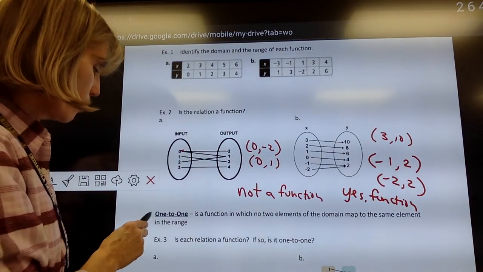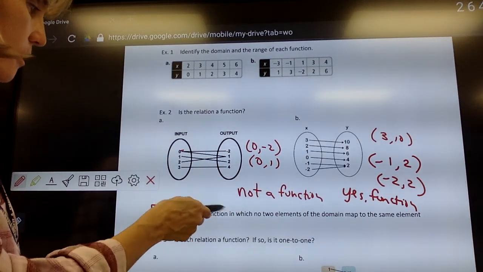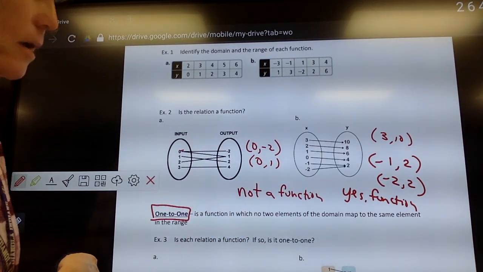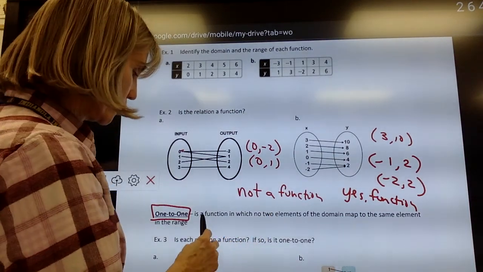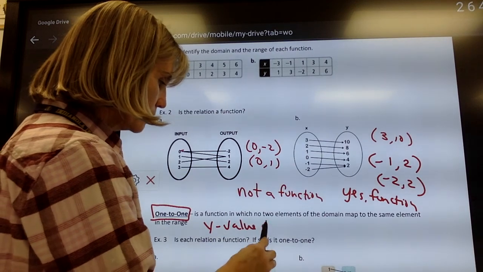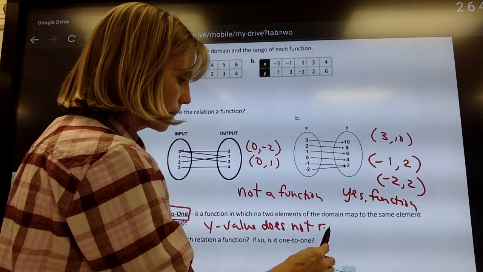Now we're going to talk about what a one-to-one function is. It is a function, and a one-to-one is a function in which no two elements of the domain map to the same element in the range. That means the y's don't repeat. Y value does not repeat.